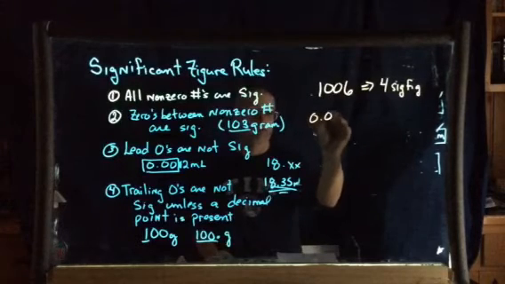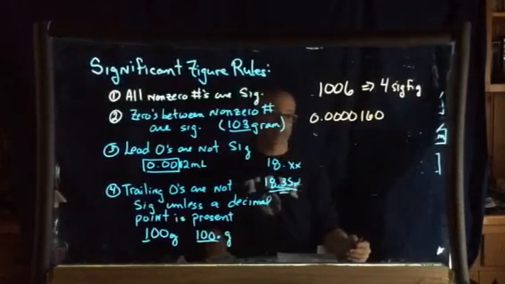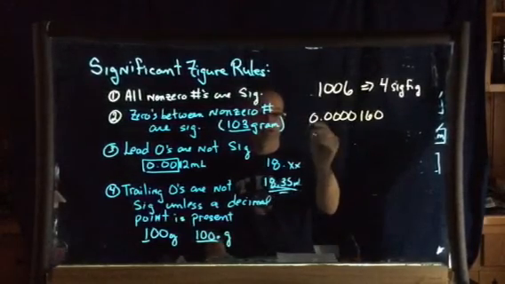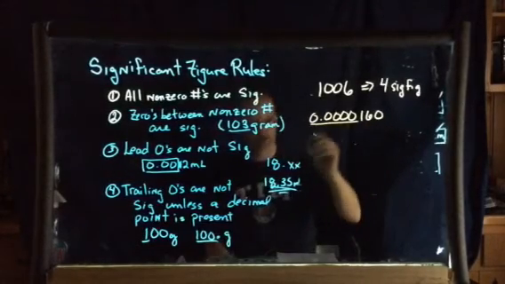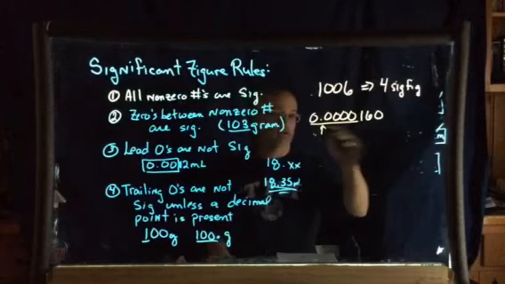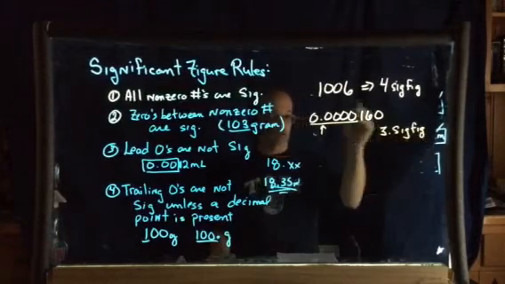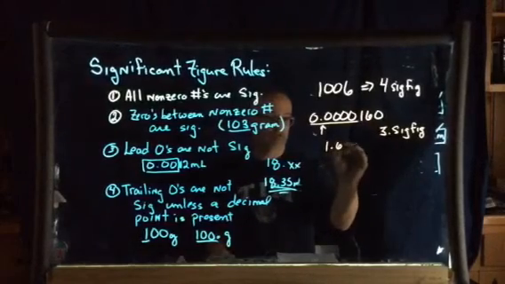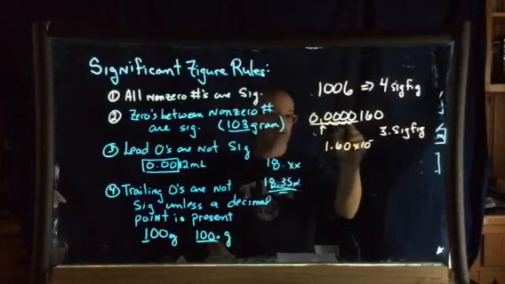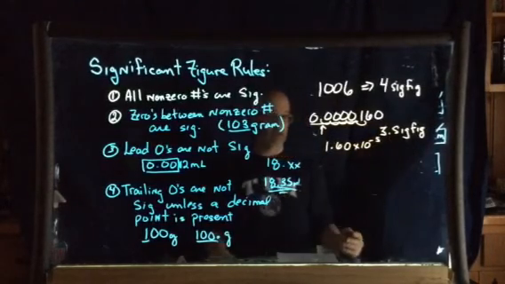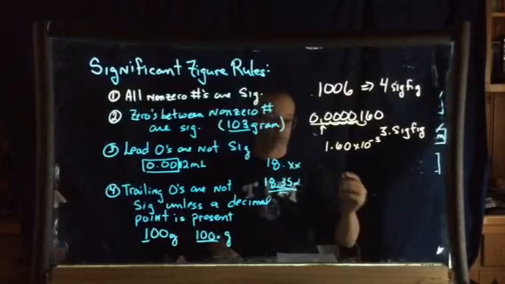If I have 0.000160, leading zeros are not significant, so these are not significant. Trailing zeros are not significant unless a decimal point is present. So there is a decimal point, so there is 3 sig figs. Another way to write this to demonstrate 3 sig figs is 1.60 times 10 to the negative 1, 2, 3, 4, 5, negative 5. That represents 3 sig figs. So that applied both rules 3 and 4.